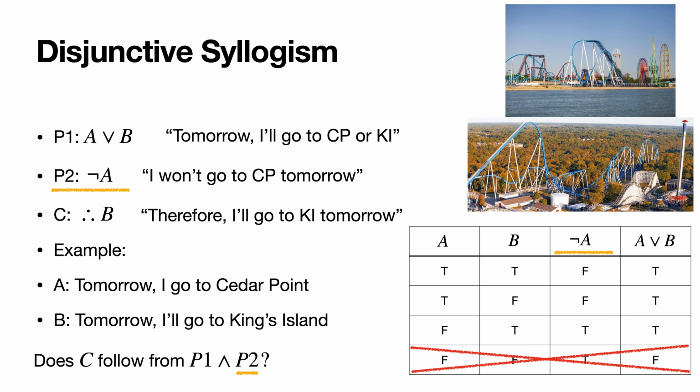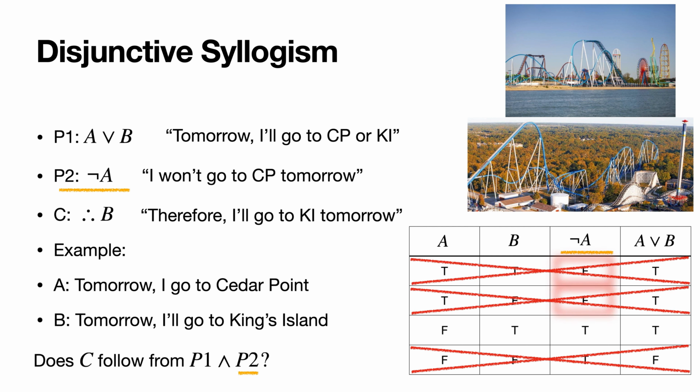And now let's go ahead and look at that second premise. This tells us that not A must be true, meaning A must be false. So whenever not A is false, we can cross out those rows because once again, this would mean the conjunction of P1 and P2 would be false. So we're going to go ahead and X out rows 1 and 2.